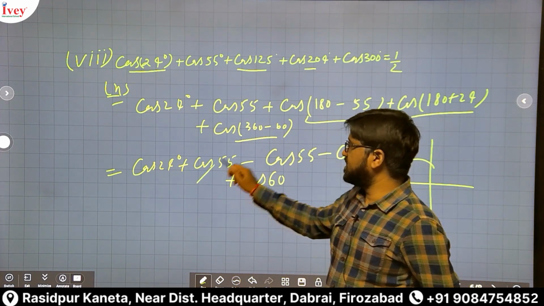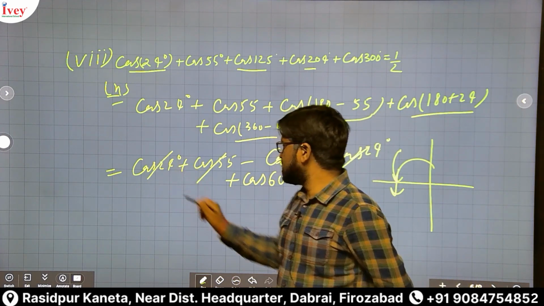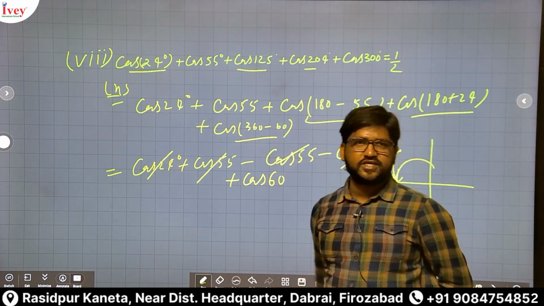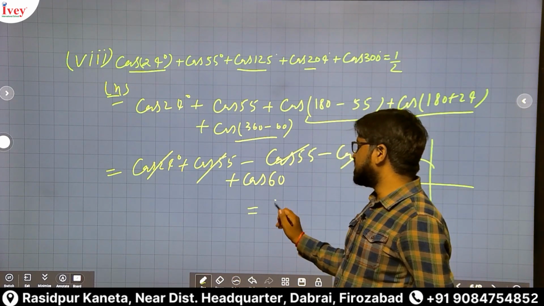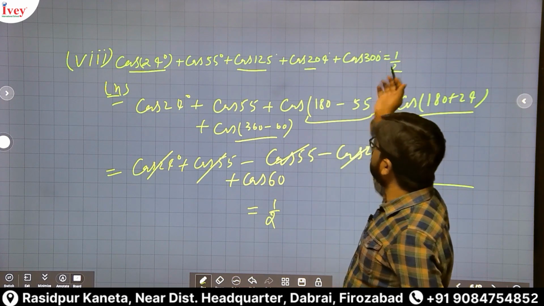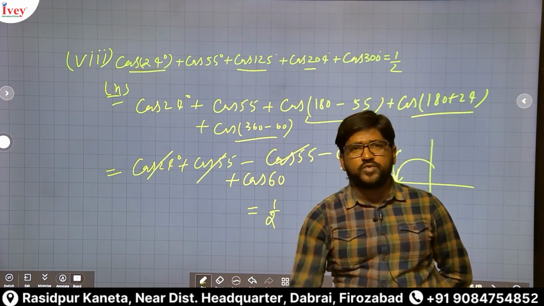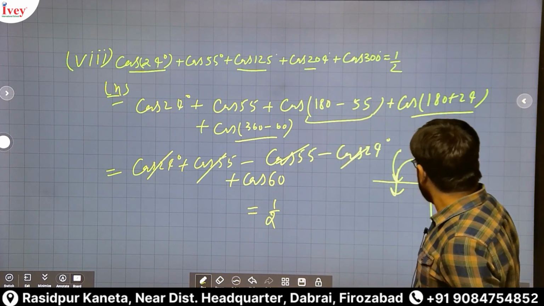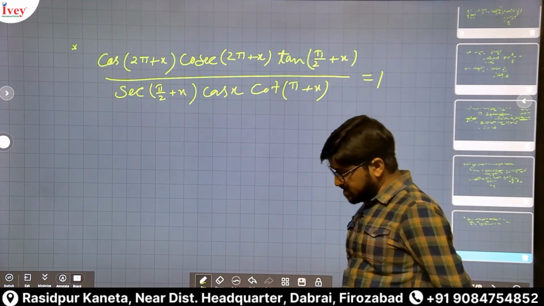Can you see it? This and this will cancel each other, and these two will cancel each other, and we will have cos 60 degree, and from the table you know the value of cos 60 is 1 by 2. That was to be proved in this question. So again I hope and believe that you are getting the things properly. Now let us move to the next question. Can you see this question again?